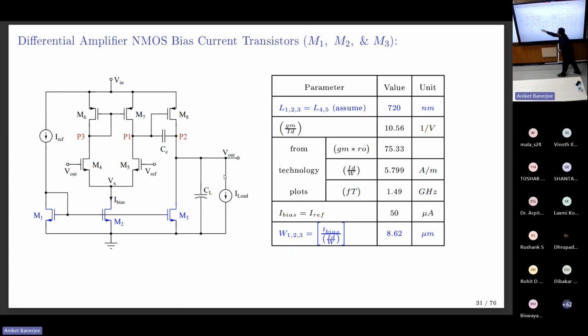So I assume the length to be the same as M4, M5, with GM by ID the same as M4, M5. These are the tech plot numbers. Given this current, I just want to find out what is the W which will support all these things. That's all. This is just a bias current transistor. There is no performance requirement to it.